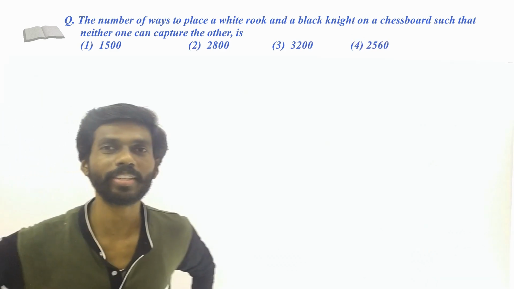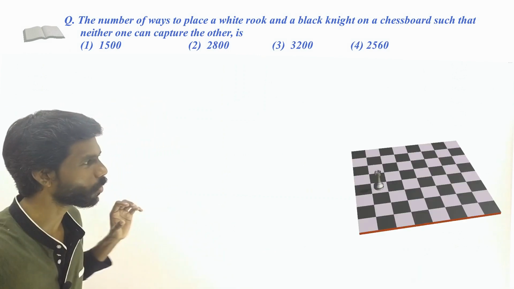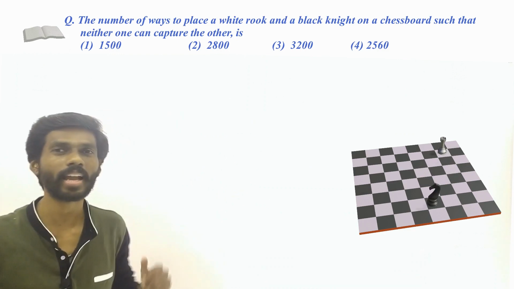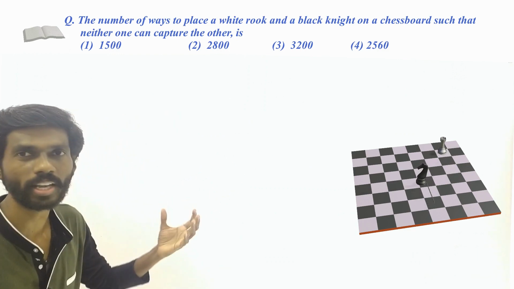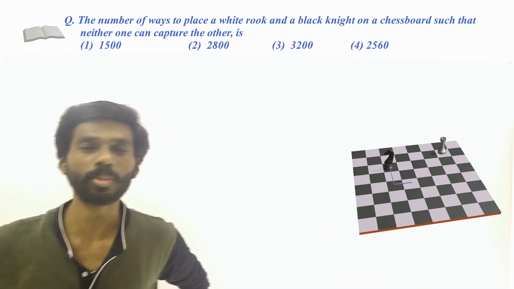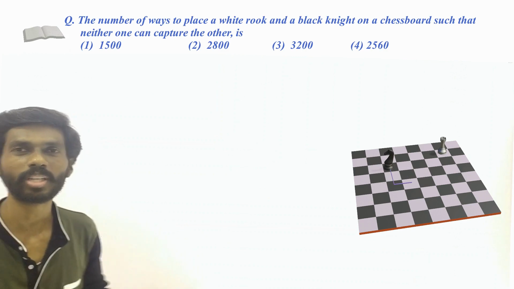Alright, so here in this question, a chess game is given with just two pieces, a rook and a knight. The rook will always move in a straight line path either in the horizontal direction or in the vertical direction, and the knight moves in an L shape, 2 steps in one direction and 1 step in the perpendicular direction. These two pieces are placed on a chessboard in such a way that neither can capture the other. In how many ways can this be done? So that's what we're going to find out.